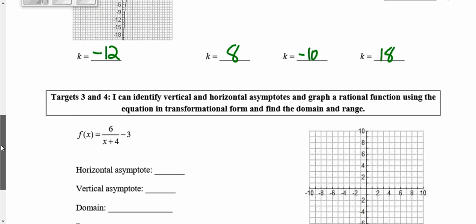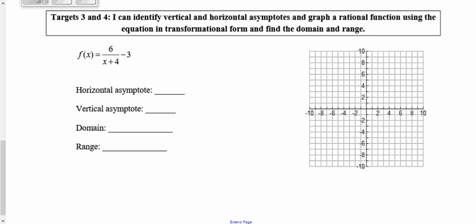For targets 3 and 4, we're going to be graphing a rational function. And so as a reminder, your vertical asymptote comes from the denominator, and it's always the opposite, so it's x equals -4. For your domain, it's everything but your vertical asymptote. So you can actually do those together, and then we can go ahead and graph that vertical asymptote at -4. The way I remember that the domain and the vertical asymptote go together is that they're both associated with x. So the vertical asymptote is x equals, and the domain deals with your x variable.